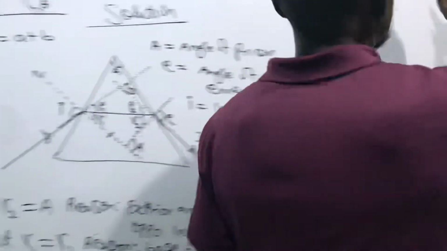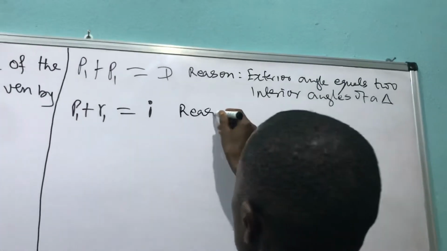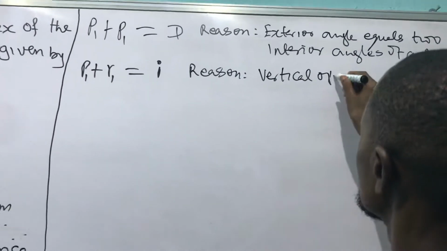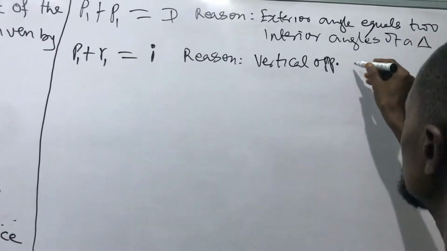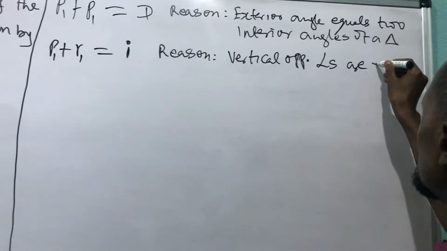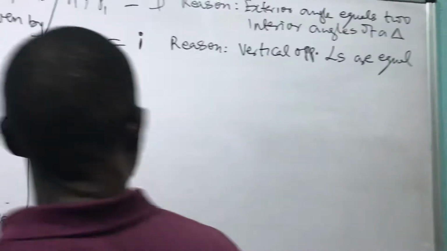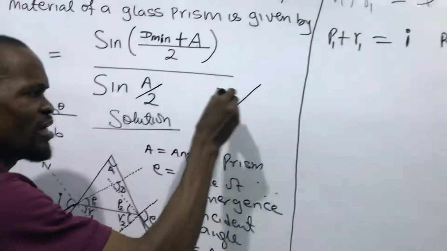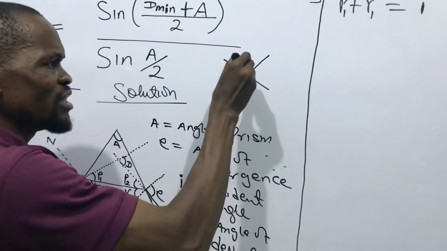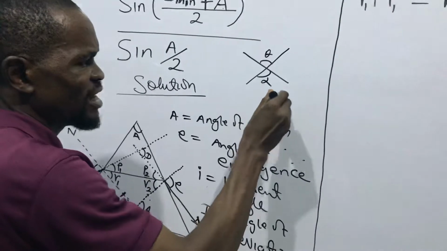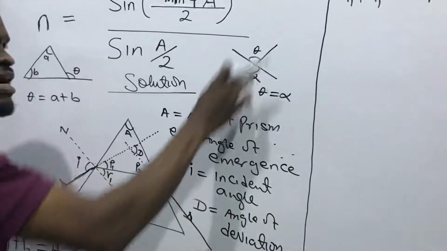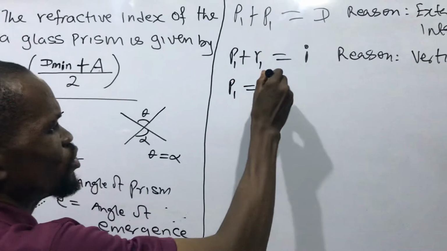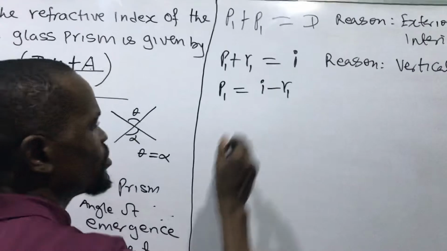What's the reason? Why will I say that? I said vertical opposite angles are equal. That's what we are saying here. Vertical opposite angles are equal. You remember what you mean by vertical? Watch me here. This angle, which I call theta, is equal to alpha. That means theta is equal to alpha. Reason, vertical opposite angles are equal. Here, I can say P1 is equal to I minus R1.